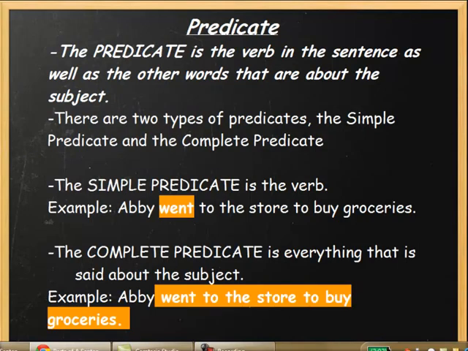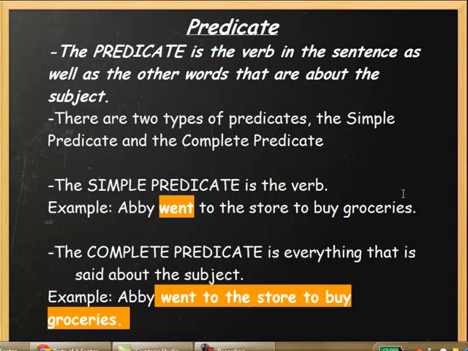The predicate is the verb in the sentence, as well as any other words in the sentence that are about the subject. There are two types of predicates: the simple predicate and the complete predicate. The simple predicate is the verb only. Abby went to the store to buy groceries. Went would be the simple predicate. It is also the main verb of the sentence.